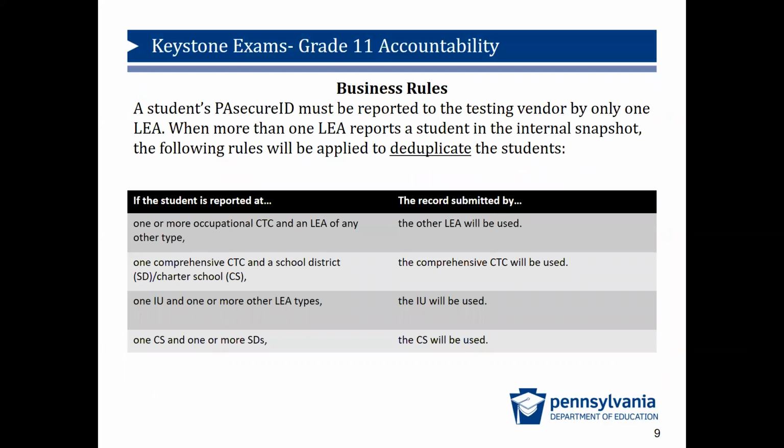A student's PA Secure ID must be reported to the testing vendor by only one LEA. When more than one LEA reports a student in the internal snapshot, the following rules will be applied to deduplicate the students. Please review these student scenarios to determine proper attribution.